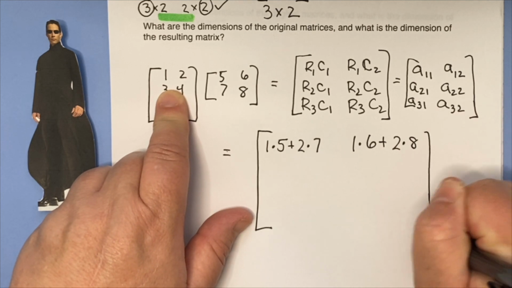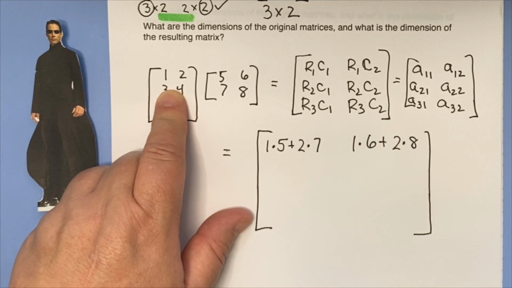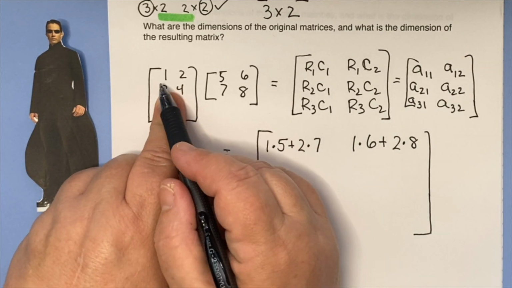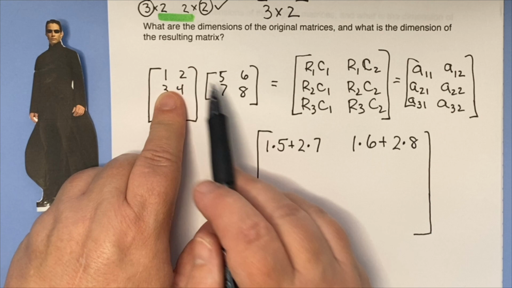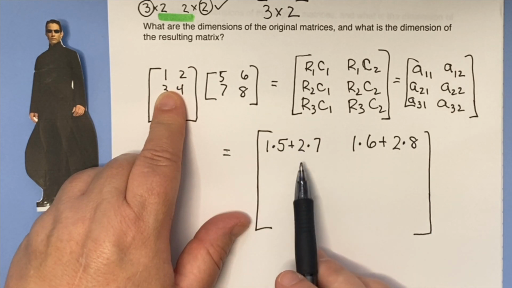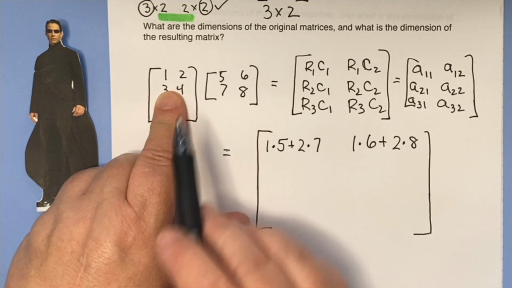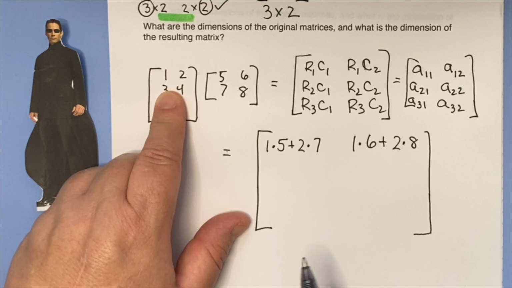And as we go through this, you're going to notice everybody doesn't get to multiply times everybody. Like the 1 only matches up with the 5. It doesn't also multiply times the 7, right? We don't have a full distributive property. It's first with first, second with second, etc.